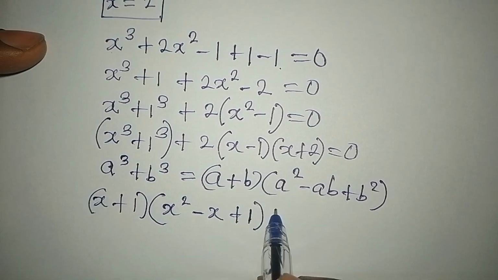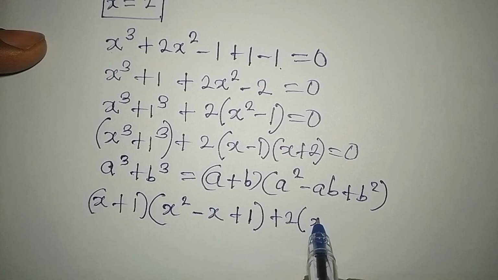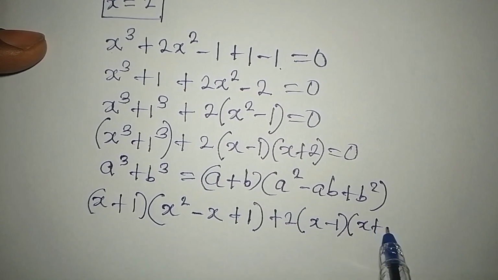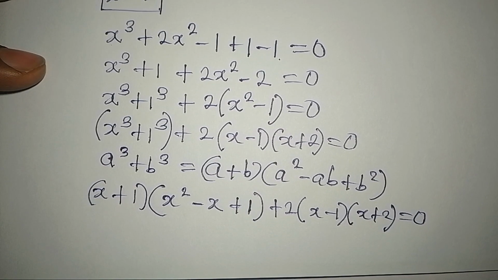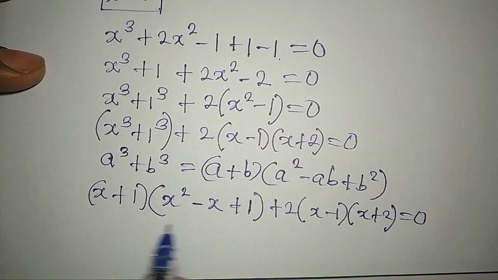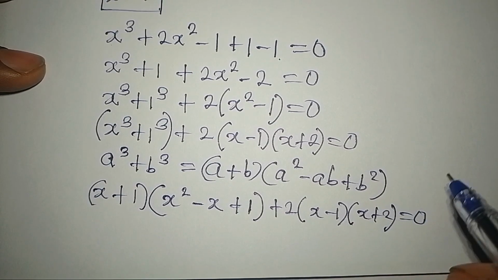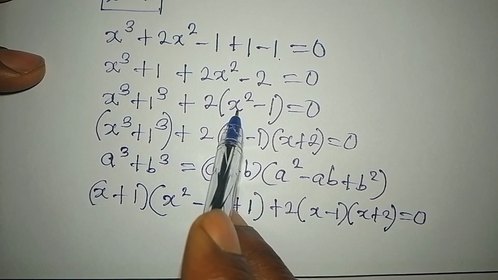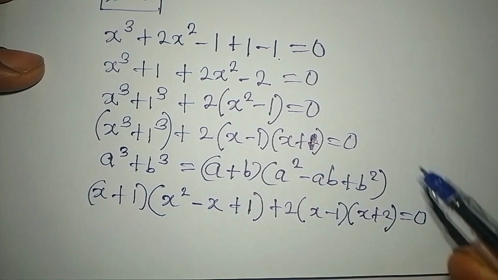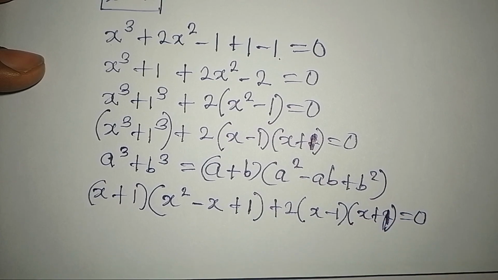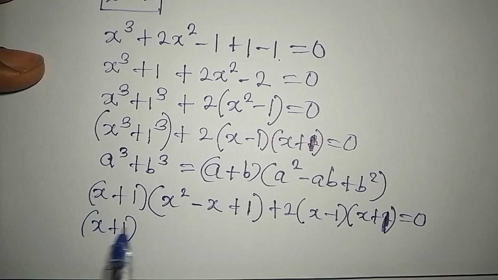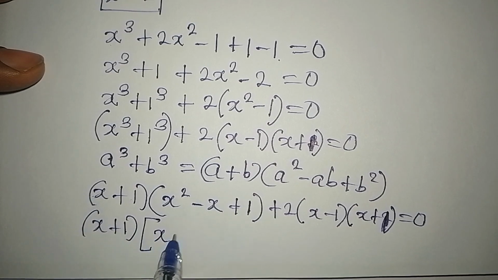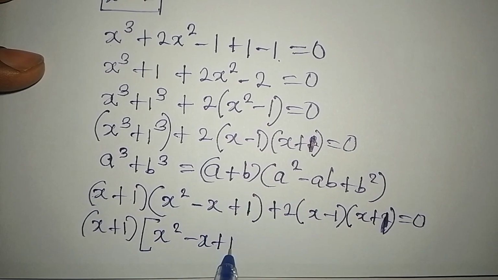So I'm going there now to plus 2 into bracket x minus 1 into x plus 2, everything equal to 0. Now from here again, we can see something common, and that is x plus 1. From here, expressing this in difference of two squares, here will be 1 as well. So here is going to be 1. This is 1. So we have x plus 1 in two places. It comes out. And then from here, we have x squared minus x plus 1.